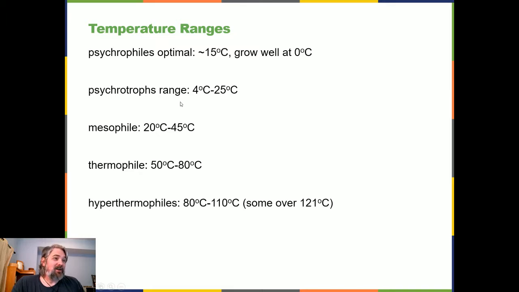Psychrotrophs, cool, so 4 to 25 degrees Celsius. Mesophiles cover the range between 20 and 45 degrees Celsius. Thermophiles, 50 and above, to about 80. And then once you get to organisms that can survive beyond boiling temperature, we're into the hyperthermophiles. Obviously, these are going to be at high pressure and/or with a very high concentration of solutes in your solution, a boiling point elevation effect.